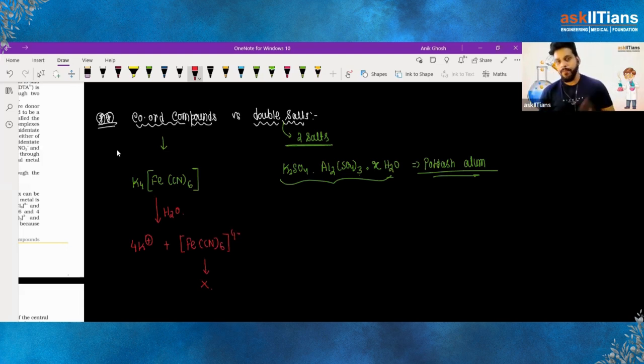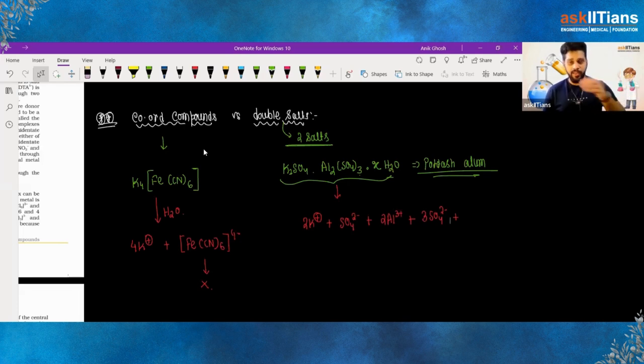But if I talk about the double salt, here every single particle breaks up. So 2K+, SO4 2-, 2Al3+, 3SO4 2-. Water, so anyway, it is dissolved in water only, so nothing to break in there, right? So this is the part about coordination compounds. Double salts break into all their constituent ions, but coordination compounds don't. That means, guys, you know what I'm trying to say. It's a very simple thing. If you don't consider it as something special, we are learning coordination chemistry, it's not actually. It's a very simple thing.